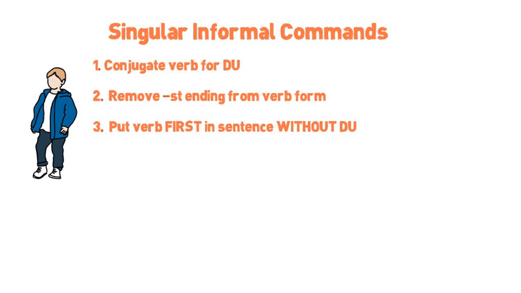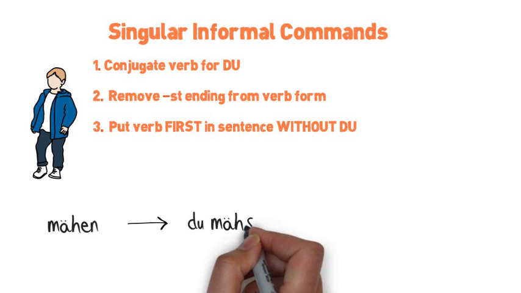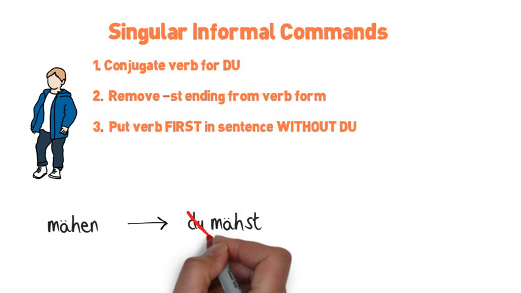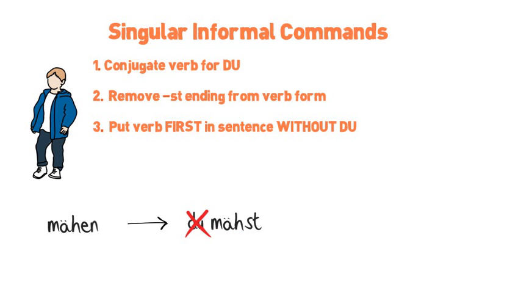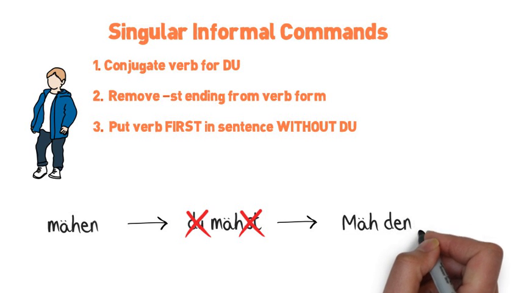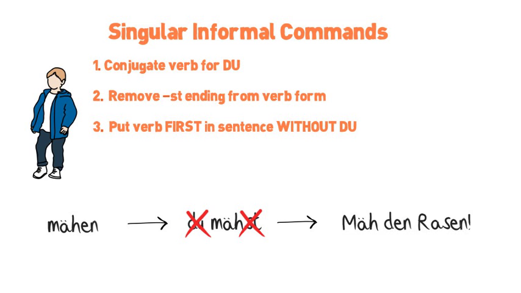Let's use the example of the verb mähen, which means to mow. The du form would be du mähst. But we don't want the du, and we don't want the st ending either. So we get rid of those and are left with mäh. Put that at the beginning of our command, and we get something like mäh den Rasen. And in fact, if we wanted to be polite, we could toss a bitte on there. But let's not be polite.